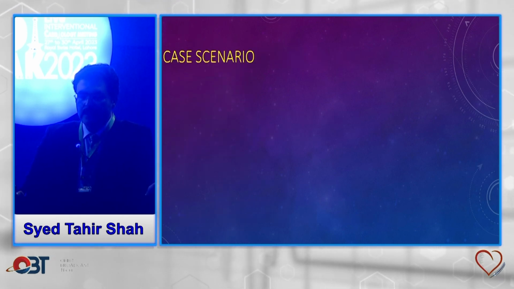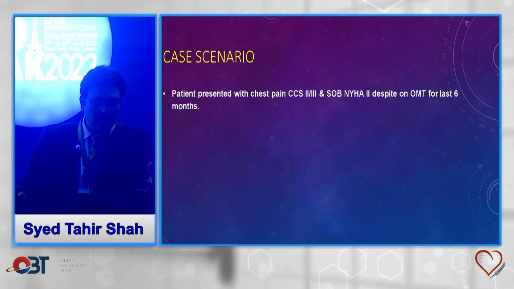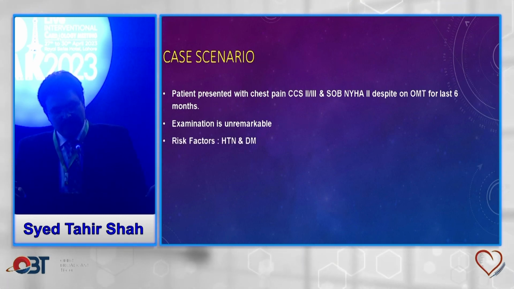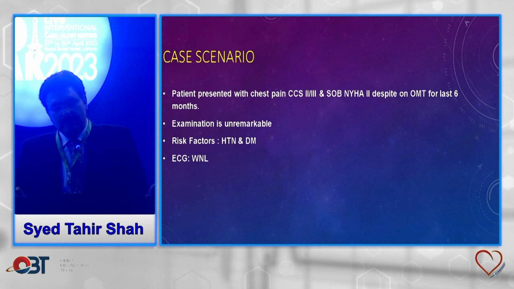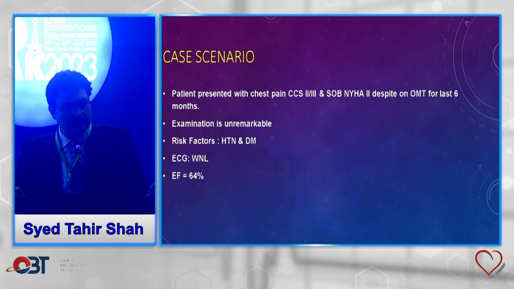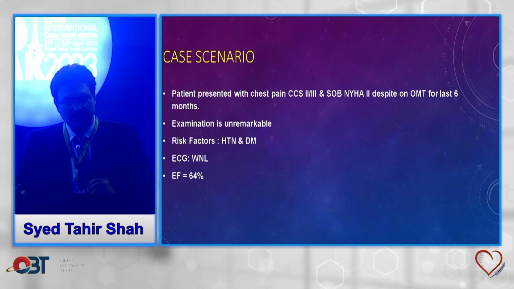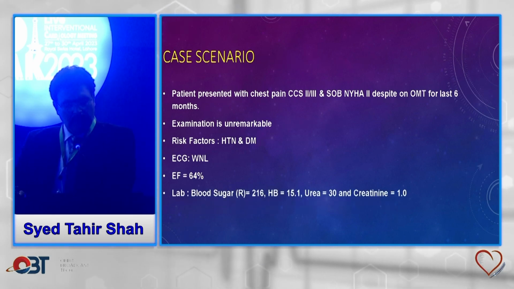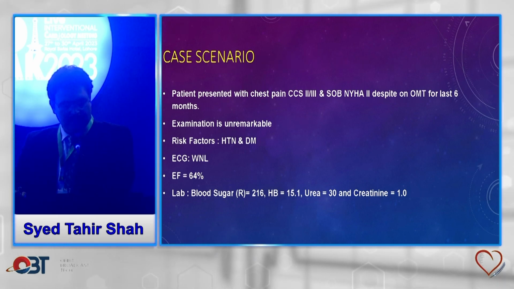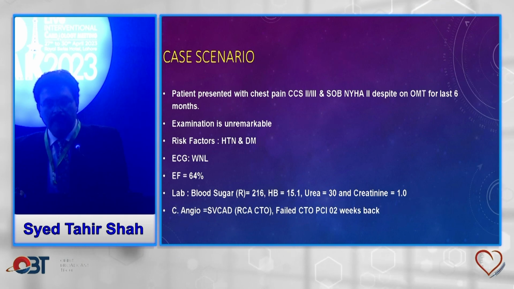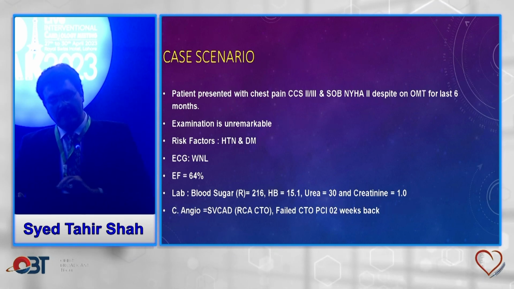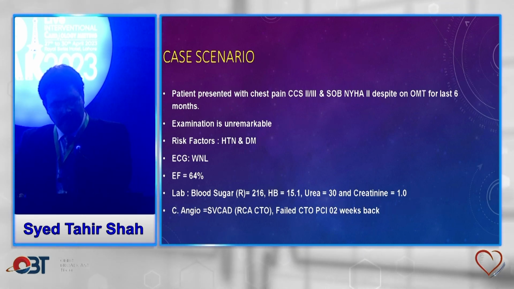So we will start a case scenario and we'll move through it, and we'll see how we go by it. Patient, chest pain, age 45, functional class 2-3, optimal medical therapy for last 6 months. Examination is unremarkable, risk factors are hypertension and diabetes, ECG is within normal limits with preserved ejection fraction, EF of 64, labs are perfectly normal with creatinine of 1, a slightly increased random blood sugar, and coronary angio performed showing single vessel disease, which is RCA CTO, and failed CTO PCI 2 weeks before when I started attempting that case.